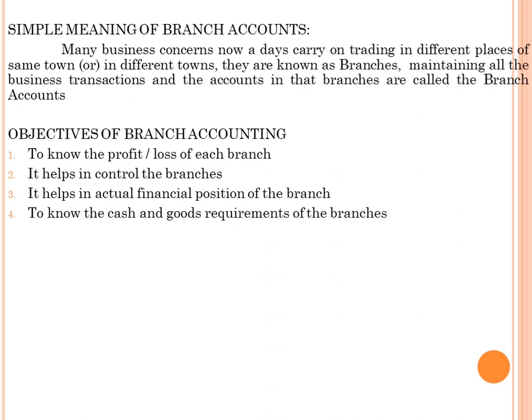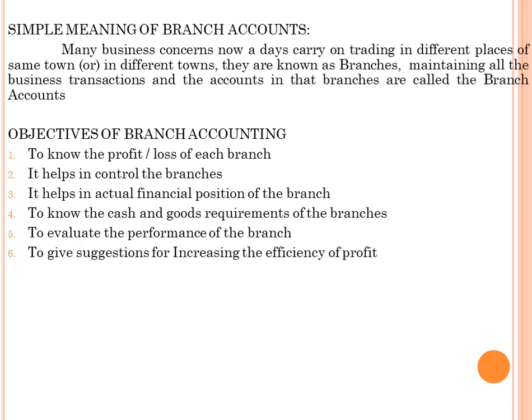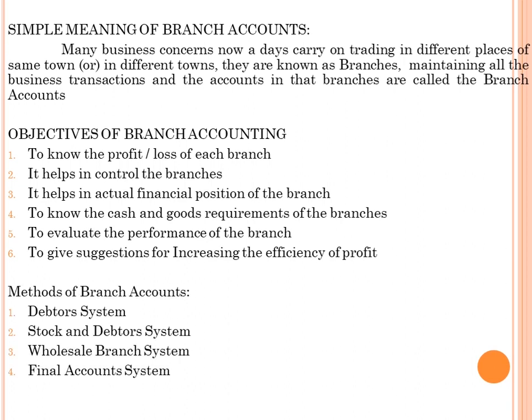the branch. To know the cash and goods requirement of the branches. Head office must know the branch remittance and expense details of the branches. To evaluate the performance of the branches. And the last one, to give suggestions for increasing the efficiency of profit. Yes, after financial analysis, the head office is going to give suggestions for increasing the efficiency of profit. These are the objectives of branch accounting. Now we move on to the methods of branch account: debtors system, stock and debtors system, wholesale branch system, and final accounting system. Let's move on to the proforma format of branch account.